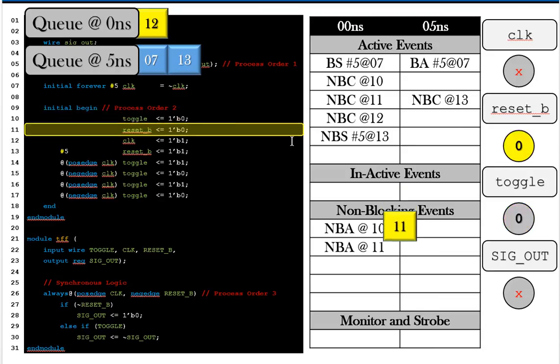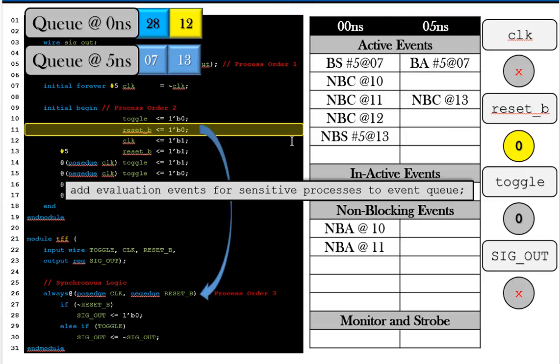Now line 11 evaluates. That means reset goes to 0. Now, what was reset previously? Reset was actually X. And so what's happening here is we're going from X to 0. Does that matter? Absolutely. We are sensitive to signals changing, right? We have these processes. These processes interrupt whenever a value changes. And here we're only sensitive to when the signal reset_B goes from X to 0, Z to 0, and 1 to 0.